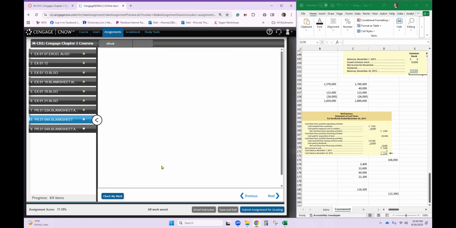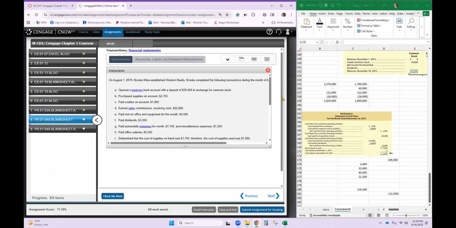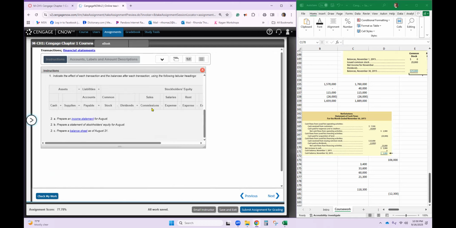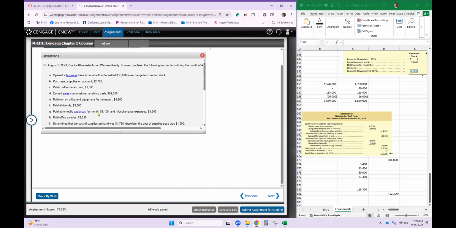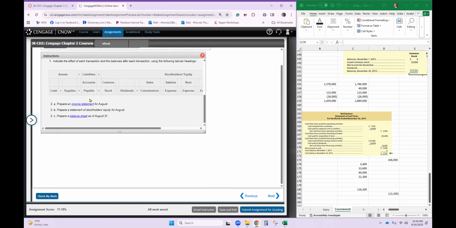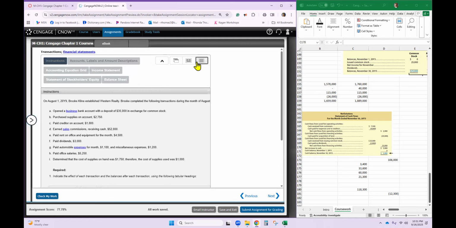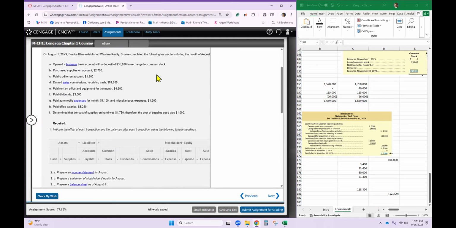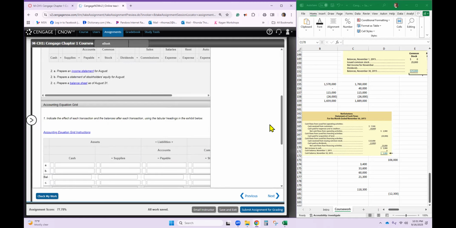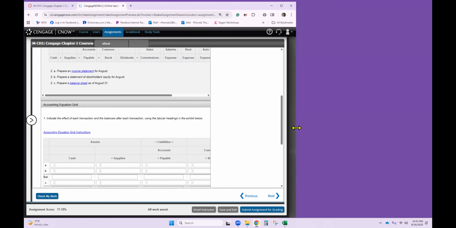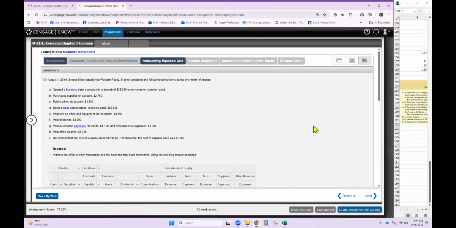Now the last one is this one. And this is the grid. All right, this is the grid, and then we've got to fill in the grid. Once we fill in the grid, then we can do an income statement, a statement of stockholders' equity, and a balance sheet. So no more cash flows, thankfully. Okay, so I'm just going to do the instructions with the accounting grid first.